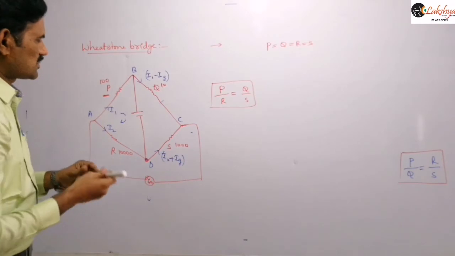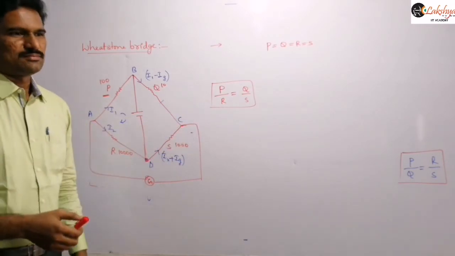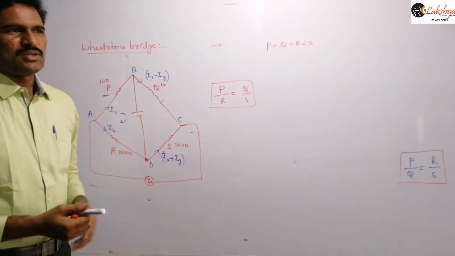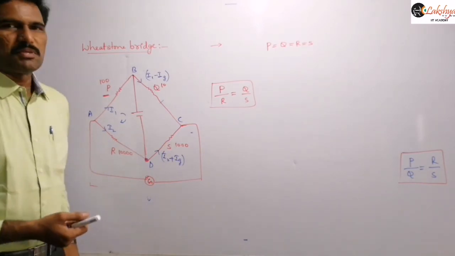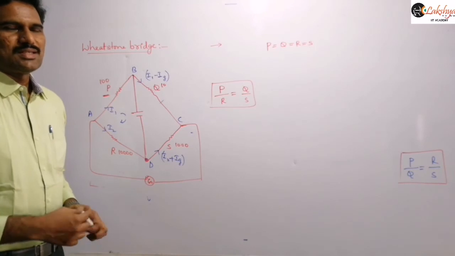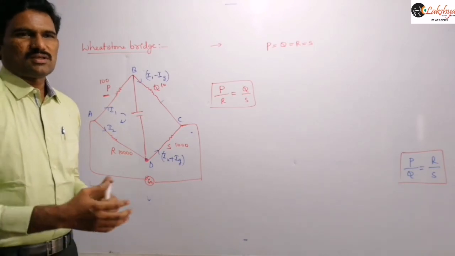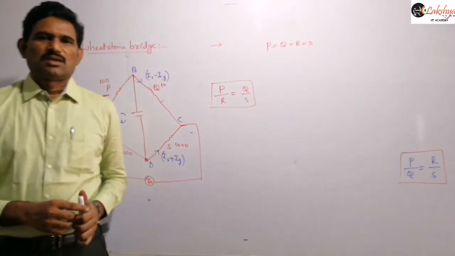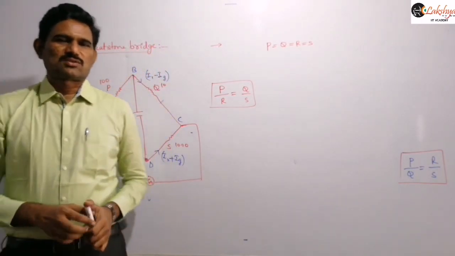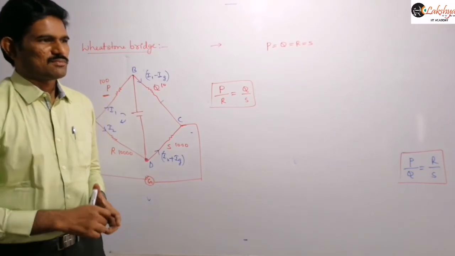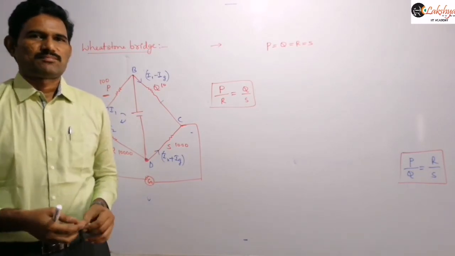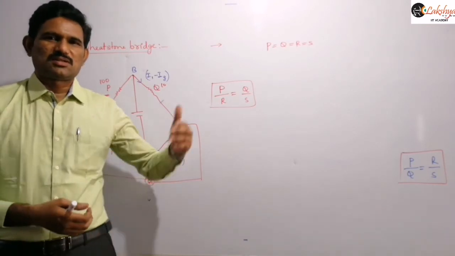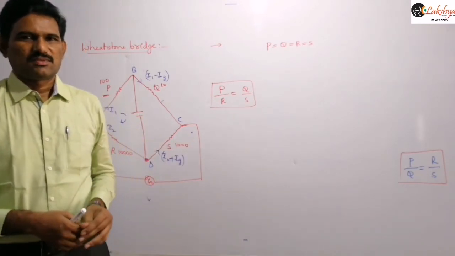So just draw this diagram and write this equation here. And mention that there is no change in the balancing condition, but the sensitivity of the Wheatstone bridge may change. About this sensitivity and how the error will be, we will discuss in detail when we discuss the meters, right?